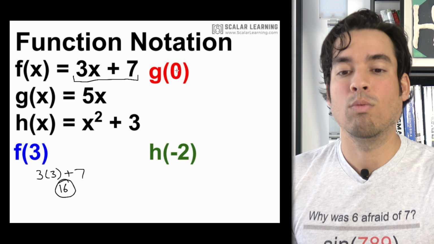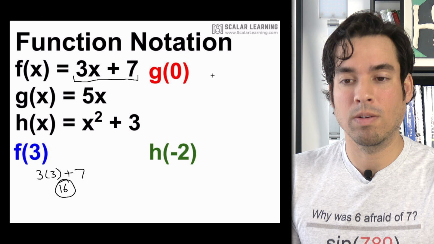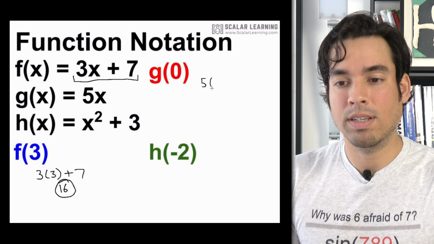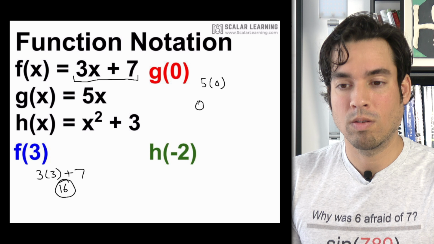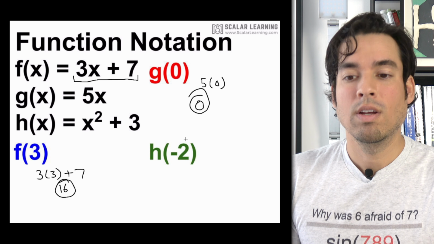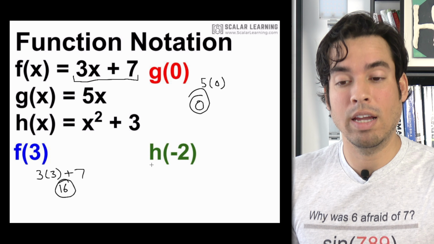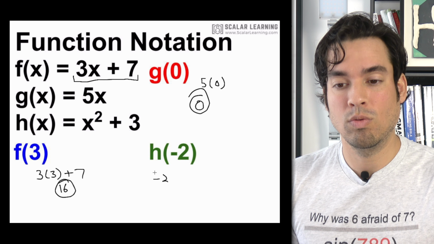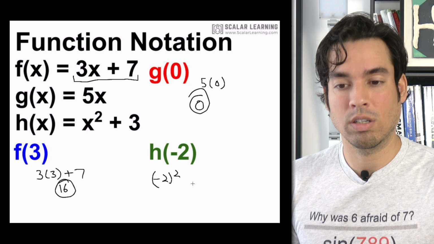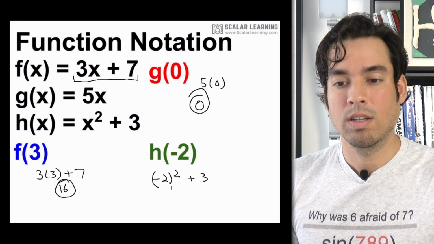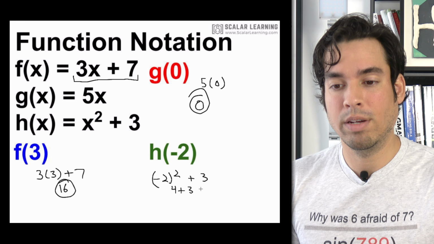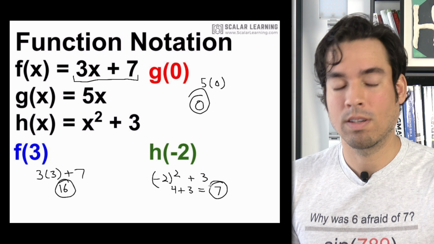Same with this one. I want to plug 0 in for x here. So it's simply 5 times 0, which is 0. Last but not least, I want to plug in negative 2 into my x for h. So it becomes negative 2 squared, don't forget the whole thing is squared, plus 3. That's 4 plus 3, which equals 7.